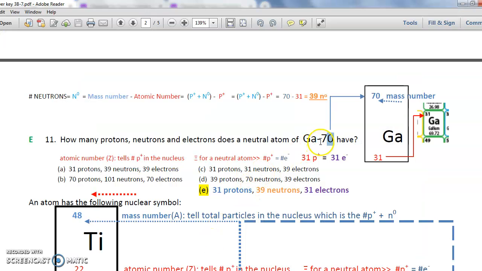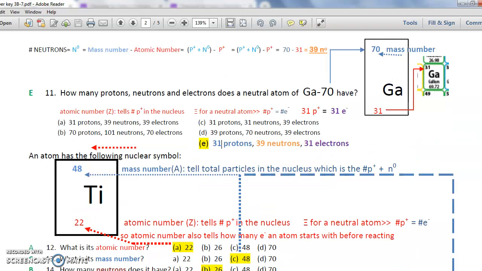So the atom they're talking about has 70 particles in the nucleus. The mass number is 70. There's 70 protons and neutrons in the nucleus. But we know 31 of the particles in the nucleus are protons. So the rest are neutrons. 70 minus 31 is 39. Letter E is indeed correct.